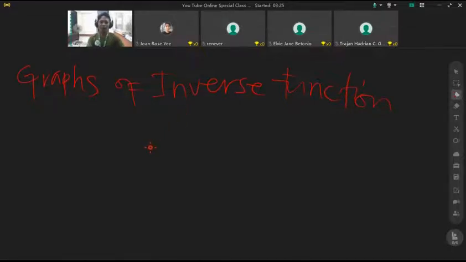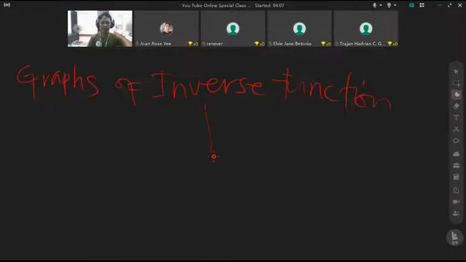Meaning, whatever the face of this rational function, the inverse function is the shadow or the image that you can see. Like for example, if you look at the mirror, whatever your face is, that will be reflected in the mirror. Same is true with rational function and inverse function. If there is a graph of a rational function, then the reflection of that rational function is the inverse function.